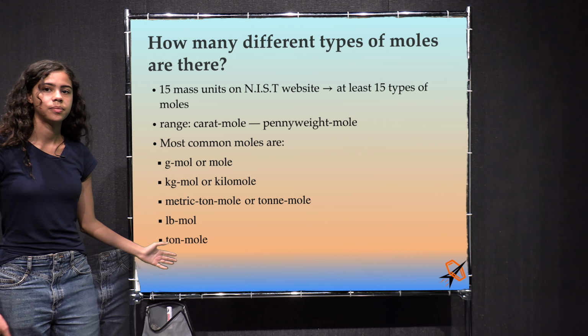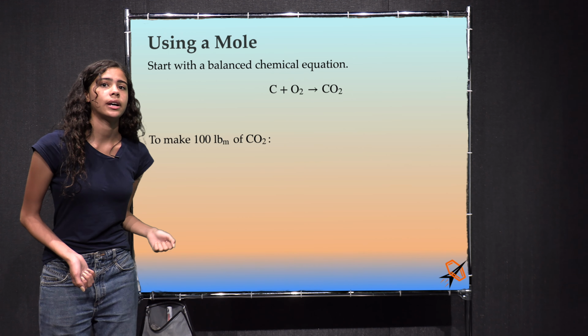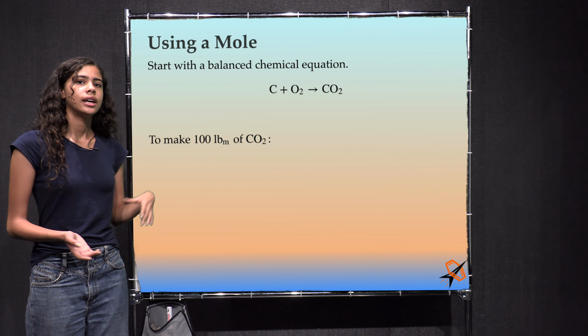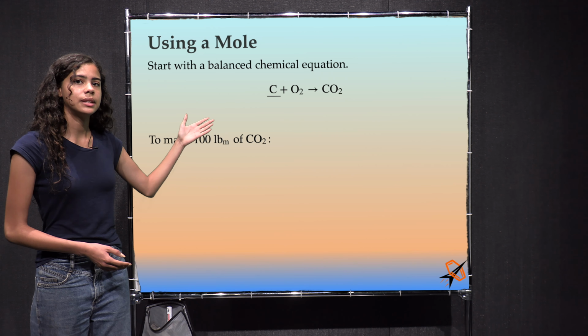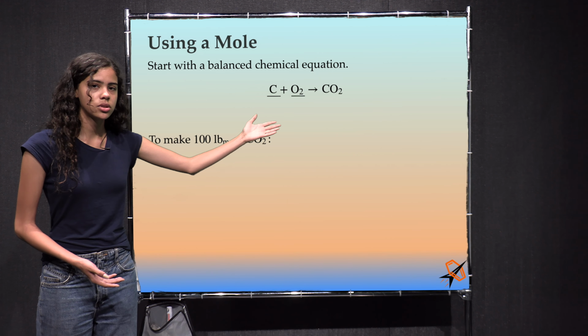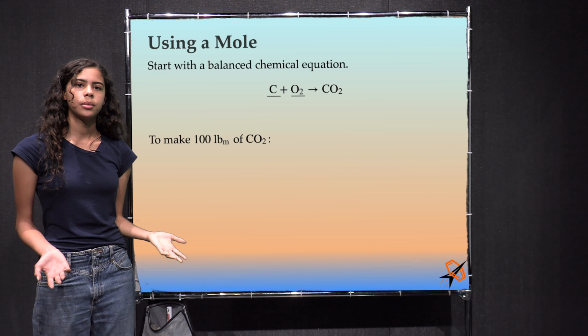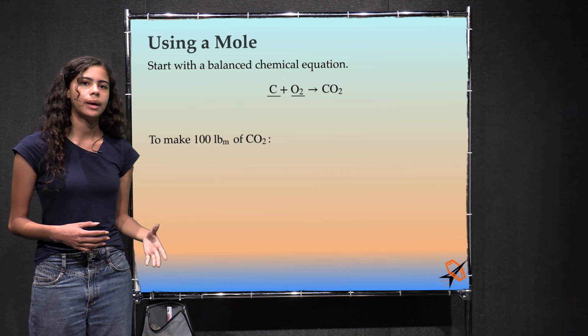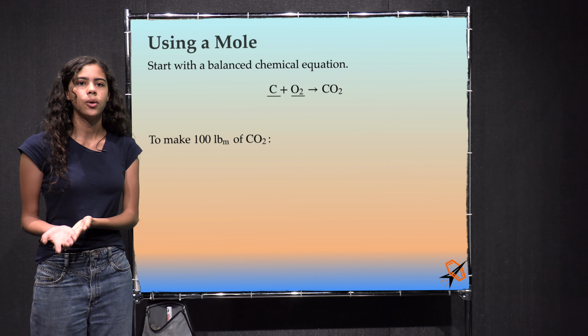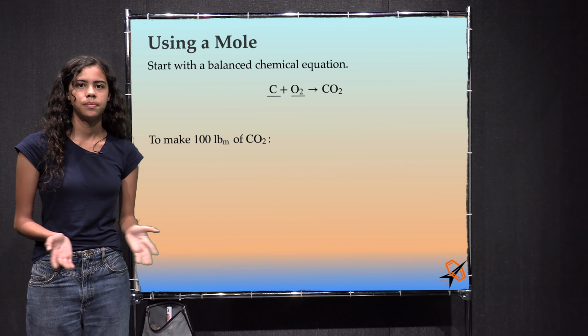A mole is most useful when planning out or preparing reagents for a chemical reaction. Start with a balanced chemical equation for the reaction. For example, 1 carbon atom and 1 oxygen molecule react to form 1 molecule of carbon dioxide. To make 100 pounds of carbon dioxide from the carbon and oxygen, calculate the needed carbon atoms and the needed mass of oxygen molecules. For an atomic species like carbon, the correct name is pound atom or gram atom, but the pound mole or gram mole is acceptable when it won't cause confusion.